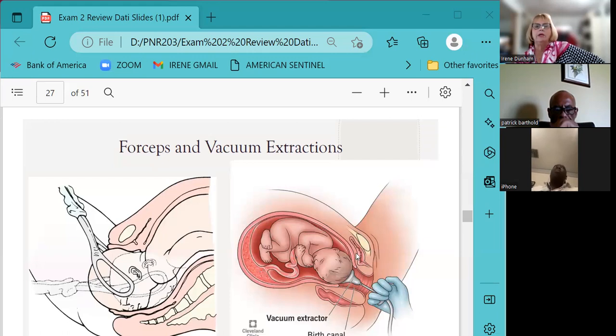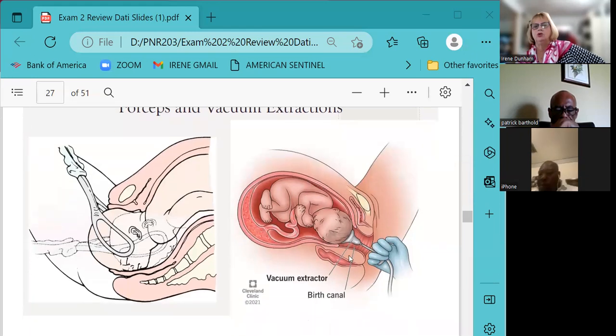The other one we can use is called a vacuum extractor. Now, you see the vacuum here is in a circular, round shape. And so they put it on the baby's head. And again, as mom pushes, they use a little bit of pressure to bring the baby out. Now, when these babies come out, they have a little circular indentation or mark left on their head, and that will go away. Mr. Nichols, you'll see this again.